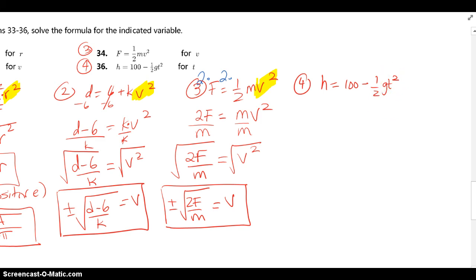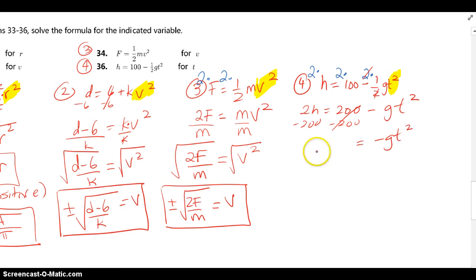I have my eye on the t squared because ultimately I want the t to be by itself. I don't like that fraction, so I'm going to multiply each chunk by 2. This one so that the 2's can cancel, the next chunk, and everything on the other side of the equal sign as well. That's going to give me 2h equals 200 minus, these guys are now gone, gt squared. Now notice on the side of gt squared, there's this other garbage I have to deal with, so I'm going to subtract 200 from both sides, and I have negative gt squared equals 2h minus 200 because I can't combine like terms.